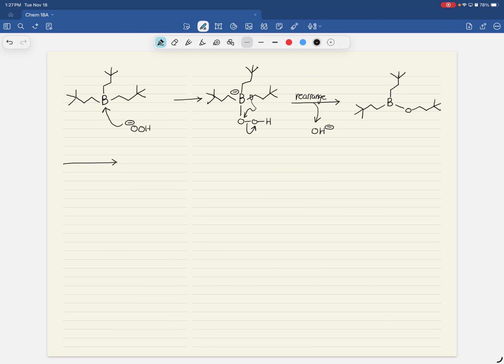Every alkyl group now has been inserted with an oxygen atom. You don't have to show it three times, okay? One is enough. So you're going to get two more equivalents of OOH minus. All right, so you're going to get two more rearrangements. And so what you get now is a boron. Basically, all the boron atoms now have an oxygen in between the alkyl groups.